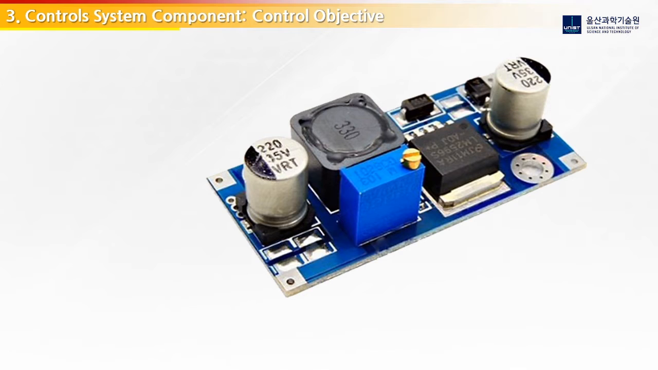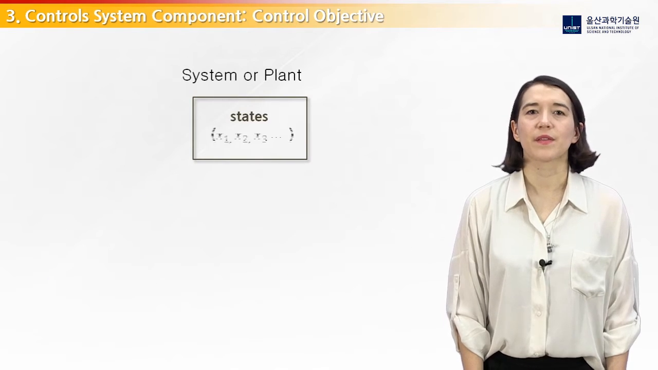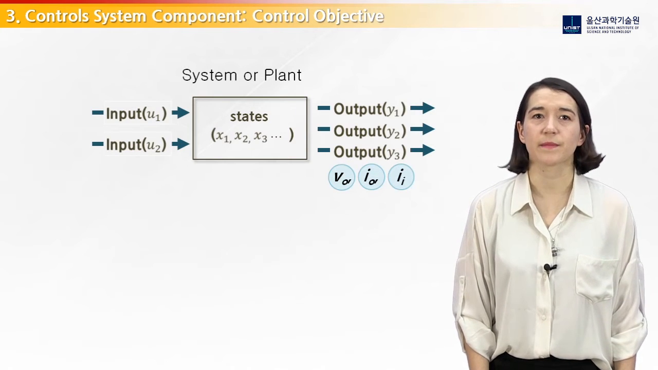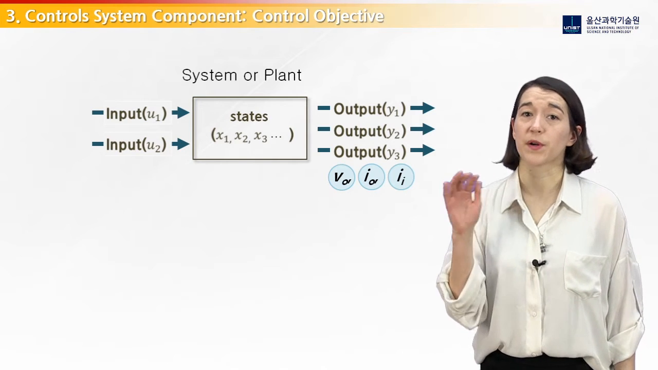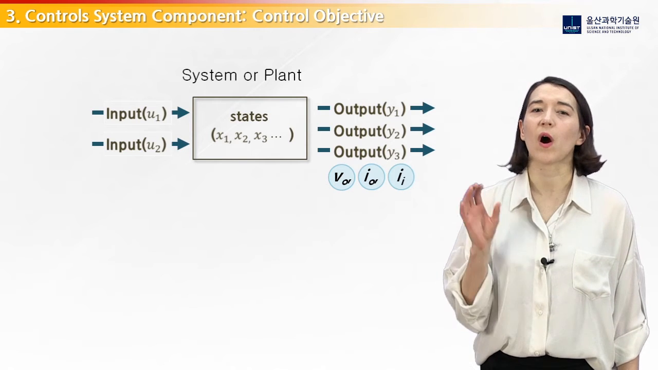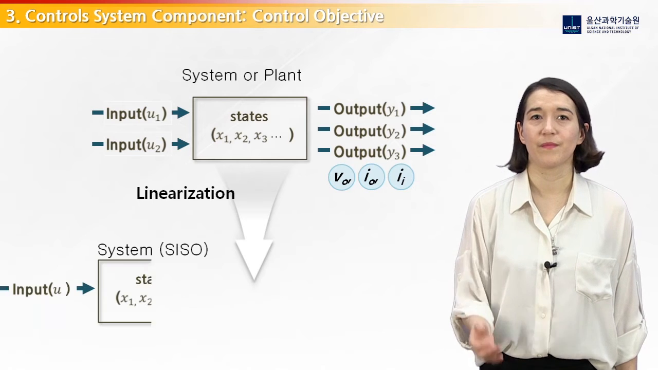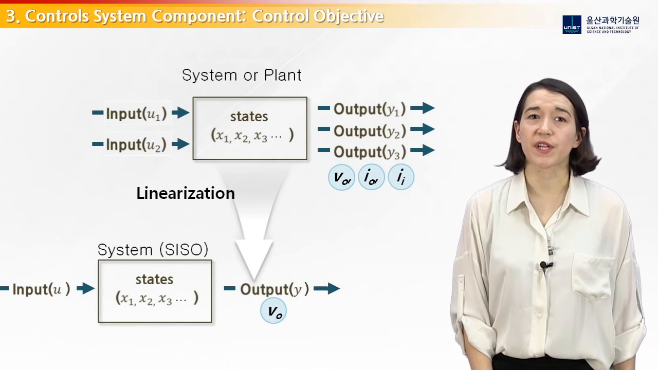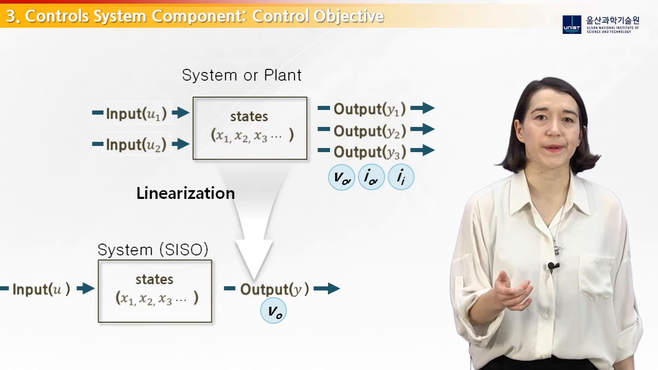The next control system component is our control objective. This is the target of your control. What are you trying to achieve in your system? The target for many DC-DC converter systems is a constant output voltage, but it could also be a constant output current or inductor current. When we linearize a system, we should already know which of the potential outputs we want to control. For the example system shown here, we have chosen output voltage, which becomes our SISO system output.